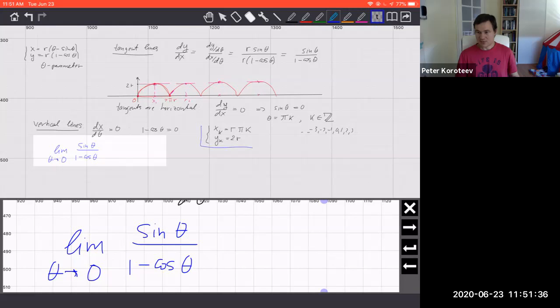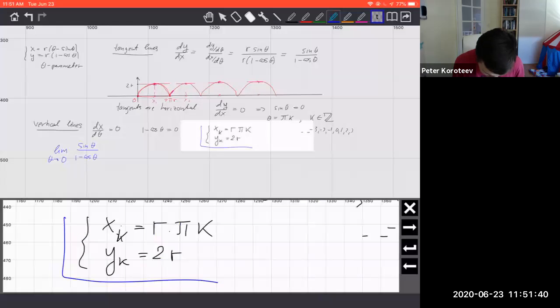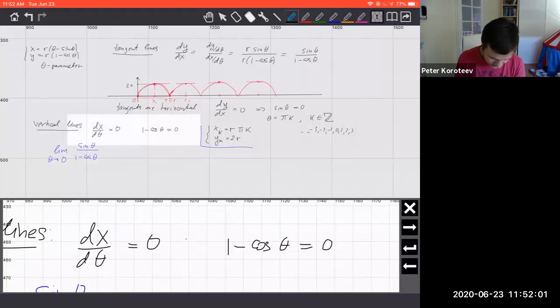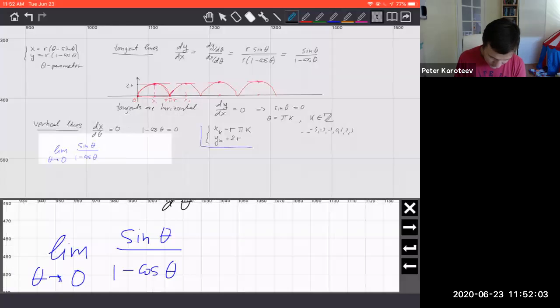Is that gamma or r in the x equation? We don't have gamma. We only have little r. Yeah, the first one. Okay. So yes, we need to use L'Hopital's rule.